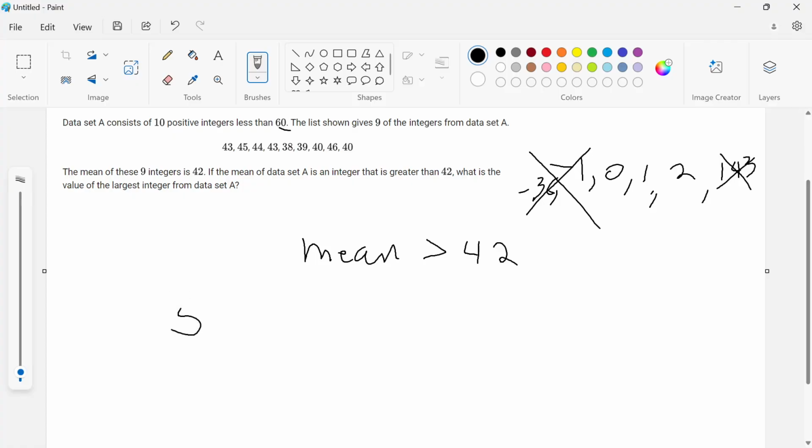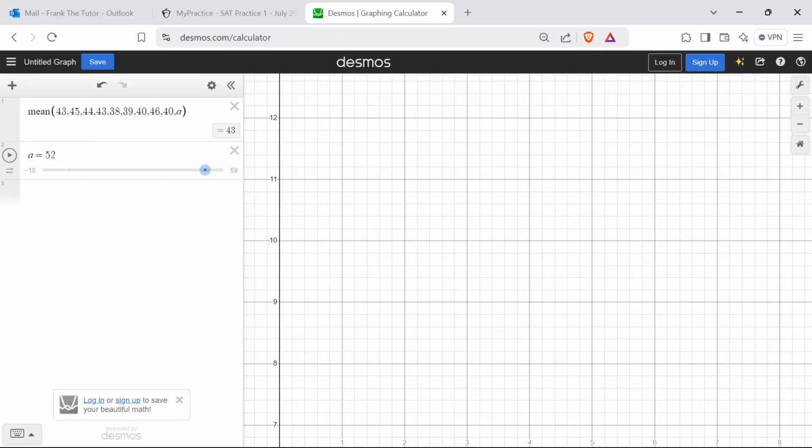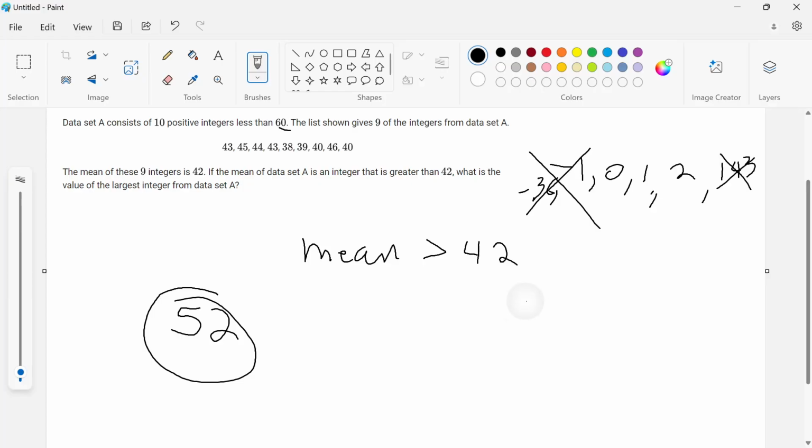So the answer here, it's not asking for what that missing number is. It's actually asking for what is the largest integer from data set A. It just so happened to be that missing number that made the mean an integer greater than 42. So there it is, 52. Maybe this missing number could have come out to be, let's say, 37. Well, then the largest integer from data set A would have been 46 in that case, so it would not have been the missing one. But it just so happened to be the missing one, 52. So that's the answer to this question, 52.